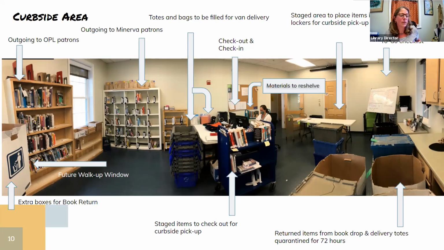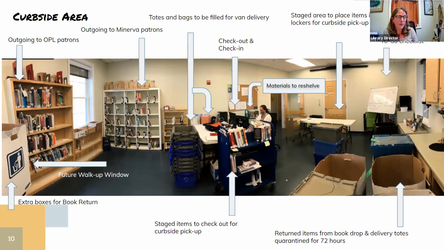Then in the bottom corner are the returned items from the book drop, as well as the delivery totes. And right now we're quarantining items for 72 hours. So we have these cardboard recycling boxes that we put in the book drop so that we don't actually have to handle the items when they're returned. We just leave them in the box for 72 hours and then check them in.